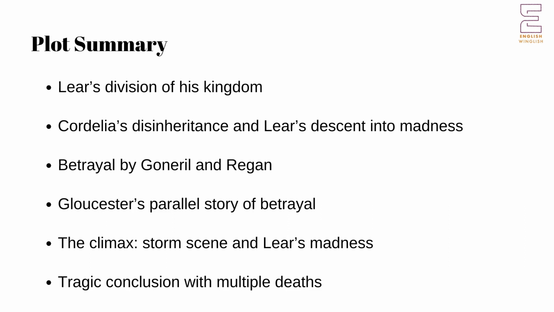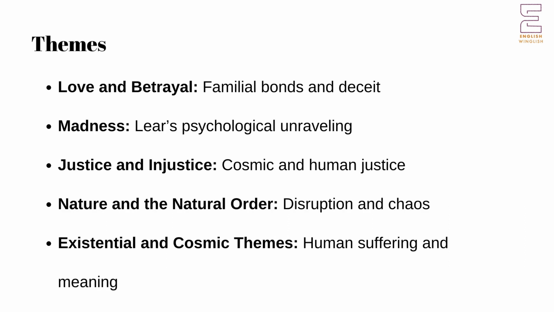The play's climax sees Gloucester blinded and Lear wandering in a storm, both suffering profoundly. The tragic conclusion features the deaths of Lear, Cordelia, and other principal characters, underscoring themes of cosmic injustice and human suffering. Themes. Love and betrayal.